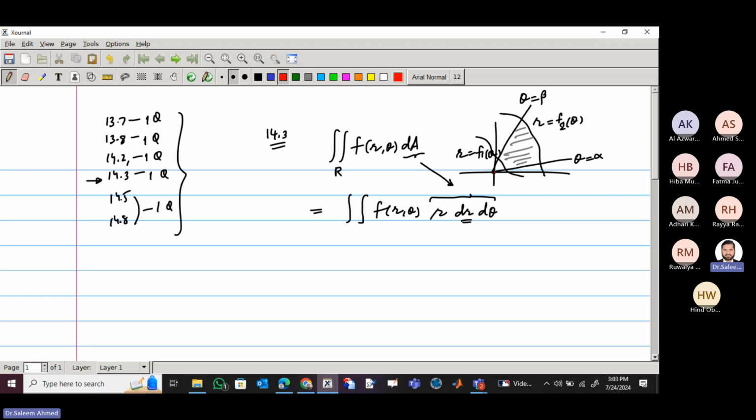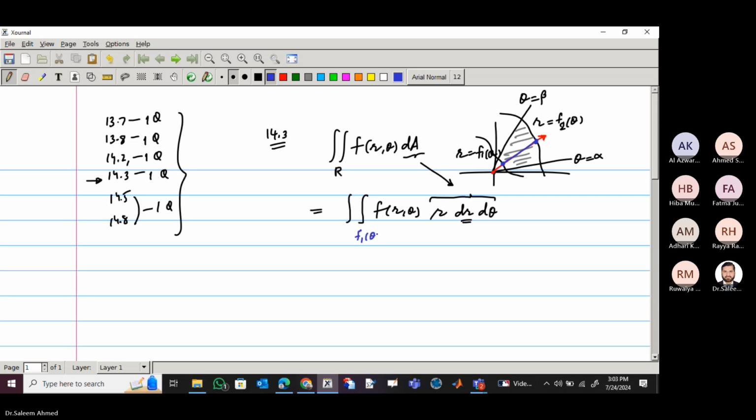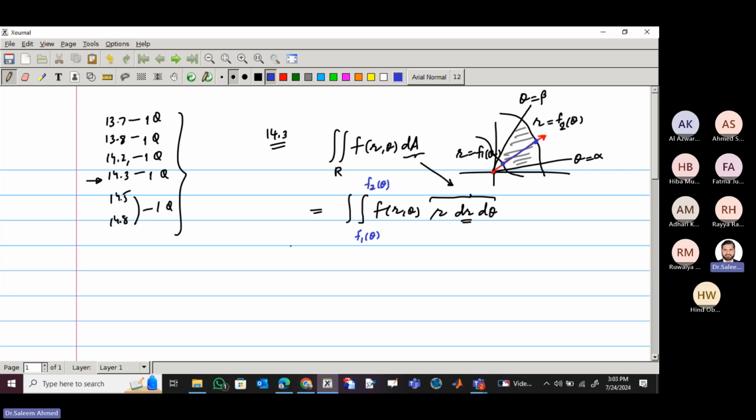R is the radial line. It starts from the origin and goes outwards like this. Okay, this is my r. So just see where it starts. It starts from this inside curve and it stops at this out curve. So this blue line is basically the limits for r. So you can see here r starts from f1 theta and it goes to f2 theta. So these are the limits of r.